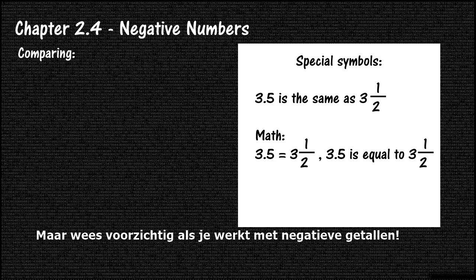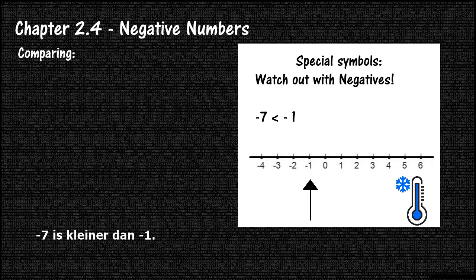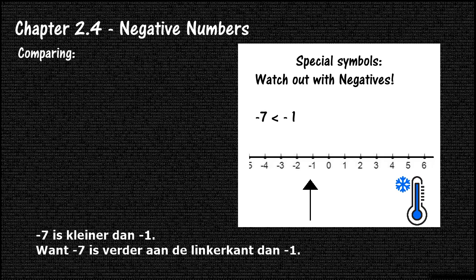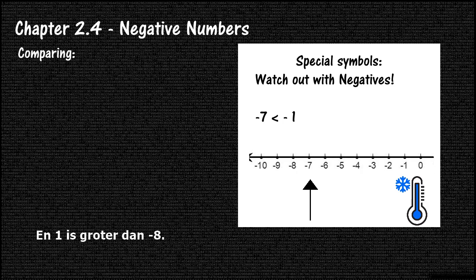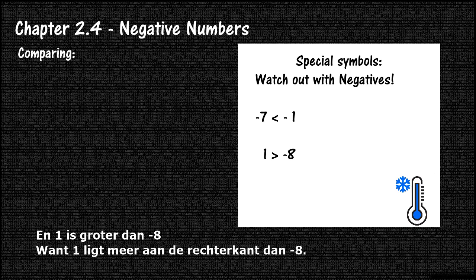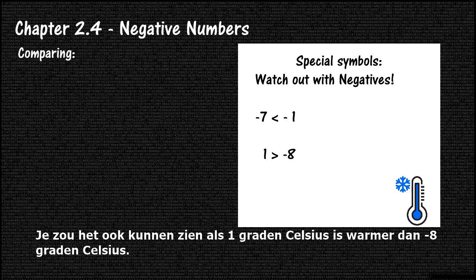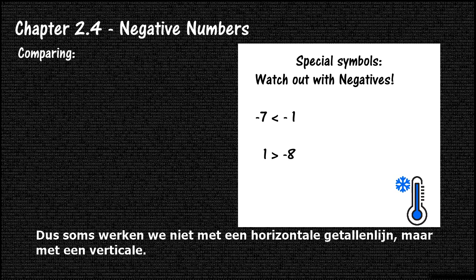When working with negatives, be careful. Minus 7 is less than minus 1, as minus 7 is farther away to the left than minus 1. And 1 is greater than minus 8, as 1 is further to the right than minus 8. You can also see it as 1 degree Celsius is warmer than minus 8 degrees Celsius. So sometimes we don't work with a horizontal number line, but with a vertical number line.